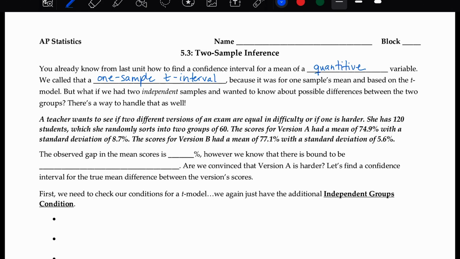So the observed gap we're seeing between these two is 2.2%, if we take the difference of those two scores, 77.1 minus 74.9. But we know that there's bound to be sampling variability. So what we want to know is whether the difference we're seeing is something we could see just by random chance, or is it something we could maybe never see, like a 2.2? It's very unlikely for that to happen.